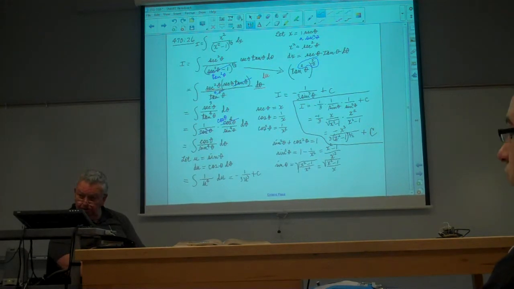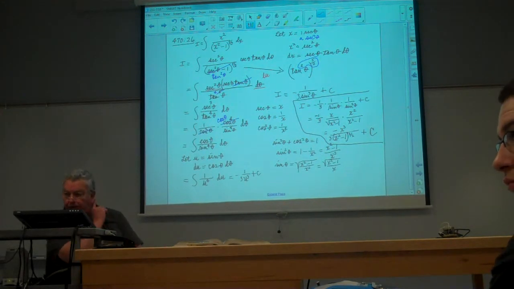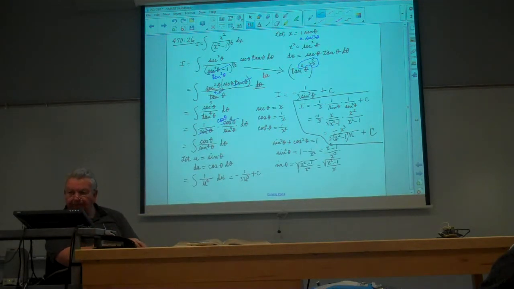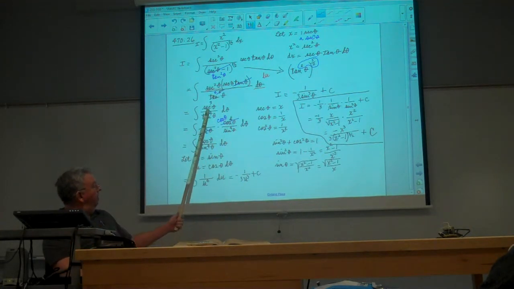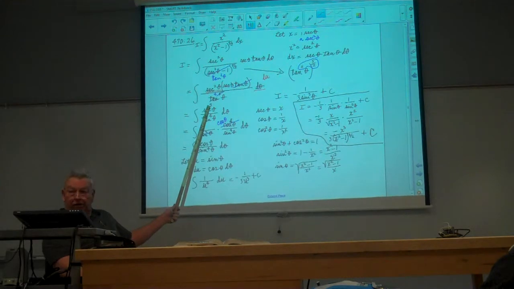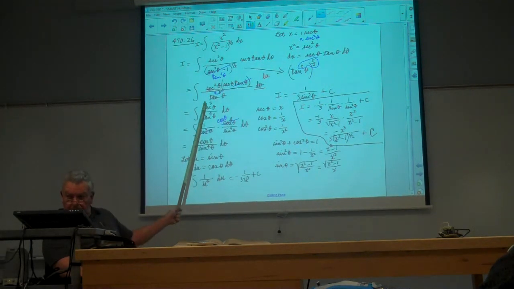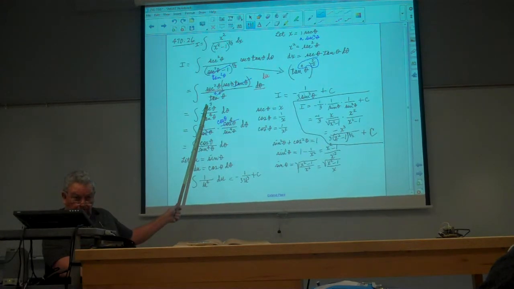So pretty much anytime we get a secant and a tangent where we can't get the u and du, just go ahead and change to sine and cosine. Yes. Now, I'll bet every one of us in this room, if that had been a square, we would have just done tangent and secant, wouldn't we? Do we agree?